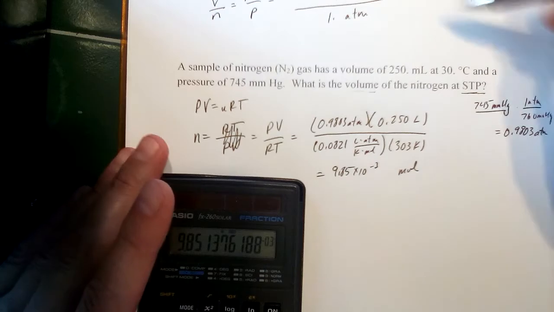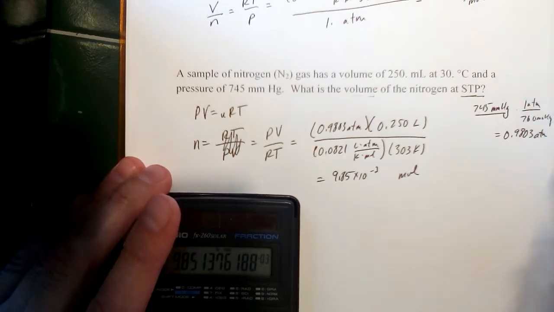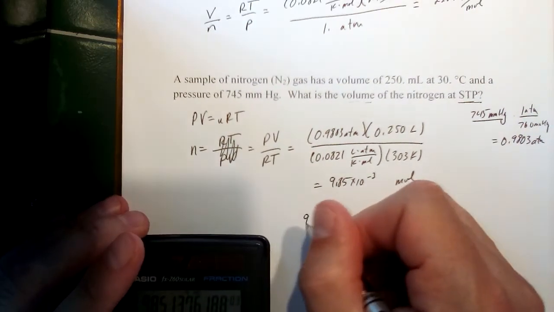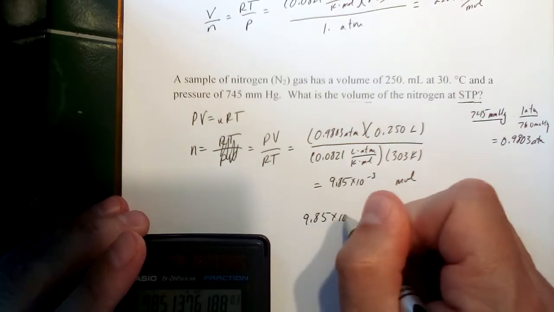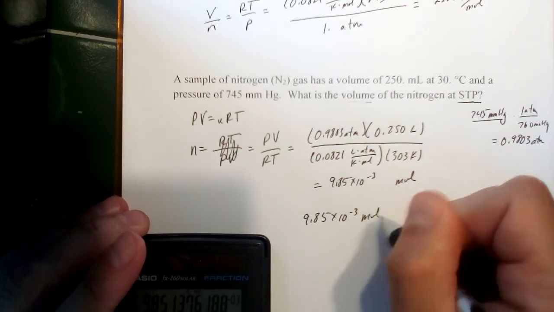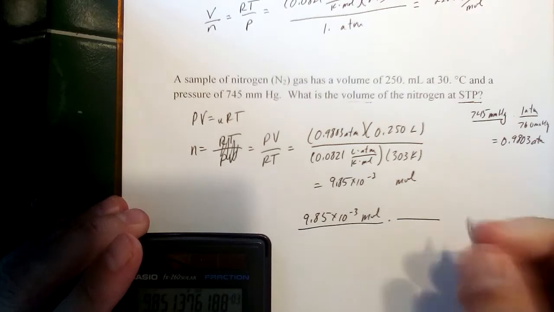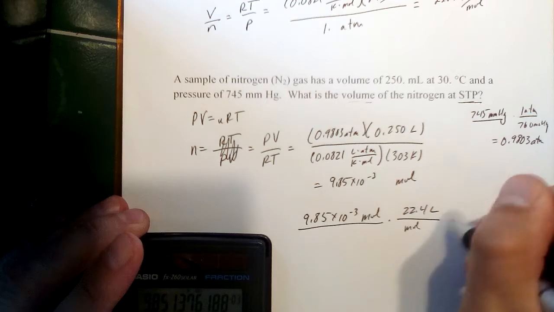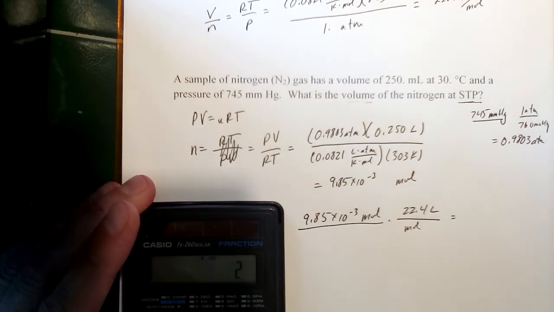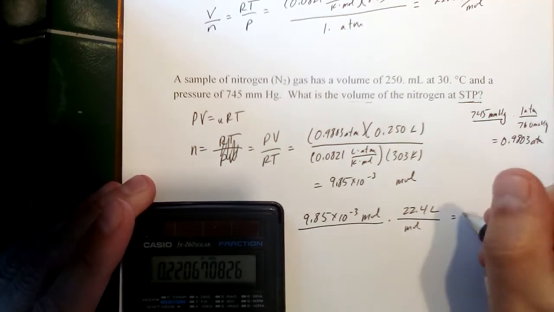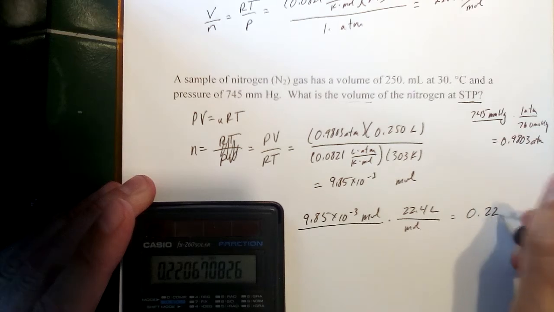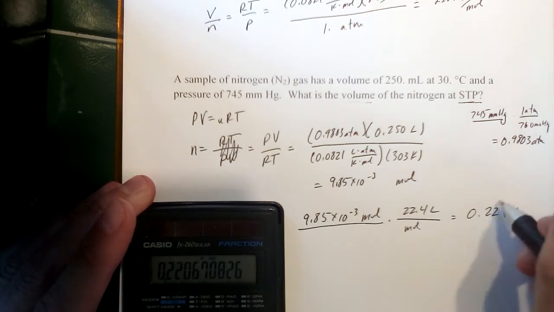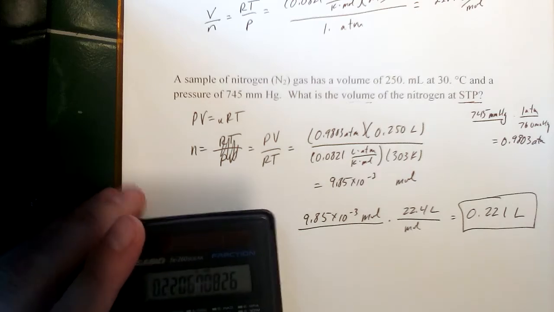Right now, here's where, if we remember our properties at STP, I'm just one step away from my answer. So take this quantity of moles, but now that the sample is at STP, there are 22.4 liters for every mole. So I multiply by 22.4. I get 0.221 liters when I round to three significant figures.